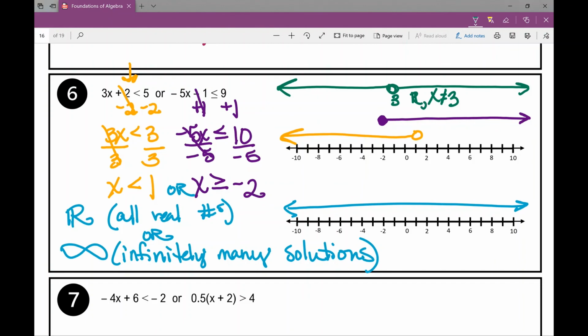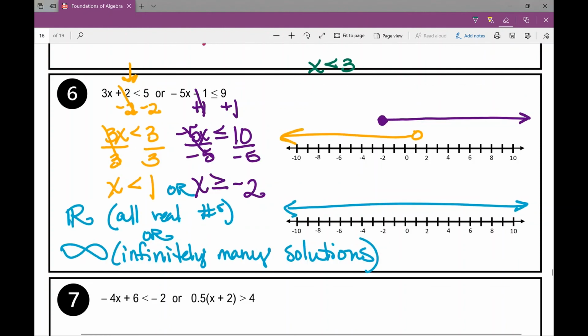Sometimes you might see it like this, right? Well, it might be x could be greater than or equal to 3, and x could be less than 3. So if x is less than 3, but x could be greater than or equal to 3, well, now you're back to all real numbers. So just be careful whenever you see those kind of odd ones. All right, let's move on. Last one.